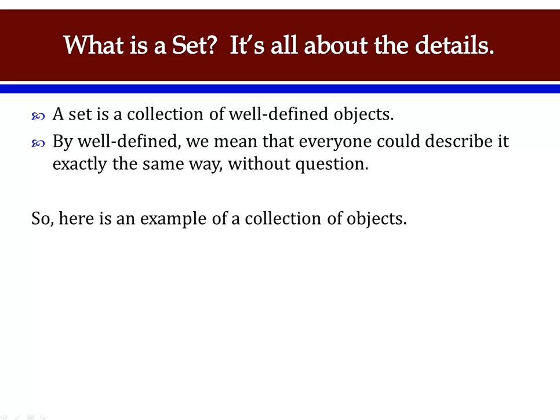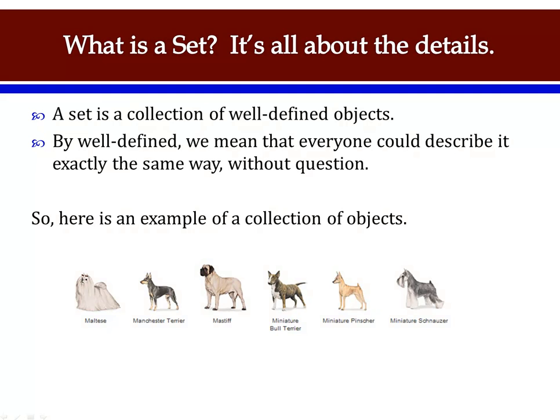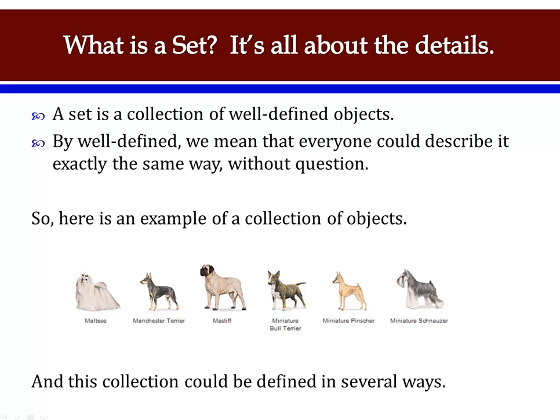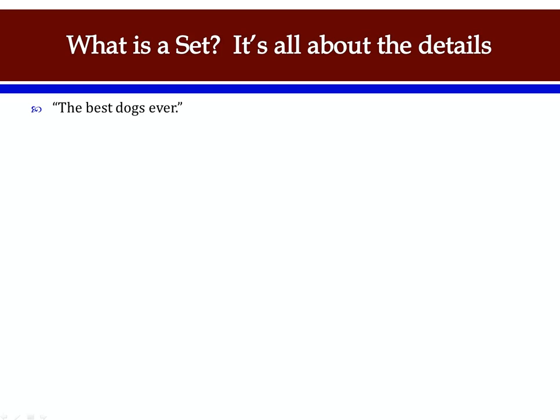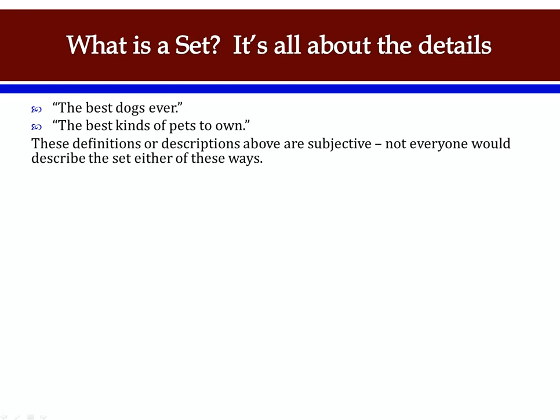So here's an example of a collection of objects. And this collection could be defined in several ways. The best dogs ever. The best kinds of pets to own. Four-legged creatures, mammals, dogs. Some of those are pretty good descriptions, but they're pretty vague and they don't get into the details. These definitions or descriptions above and the others I've mentioned are very subjective. Not everyone would describe a set either of these ways or in some of the other ways that I've described.